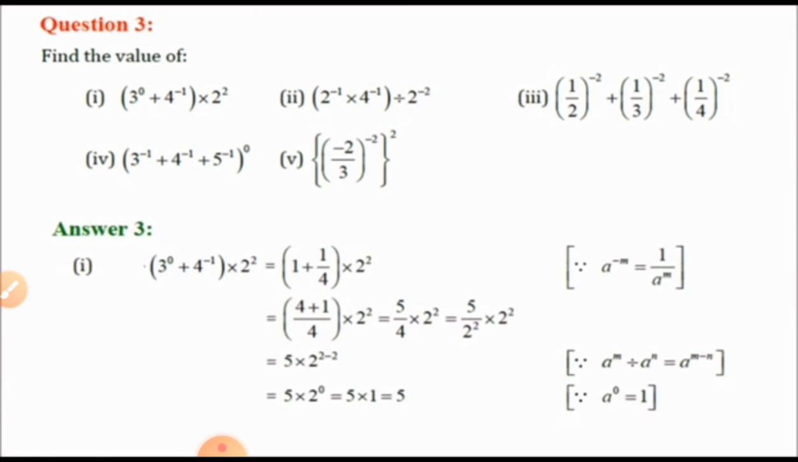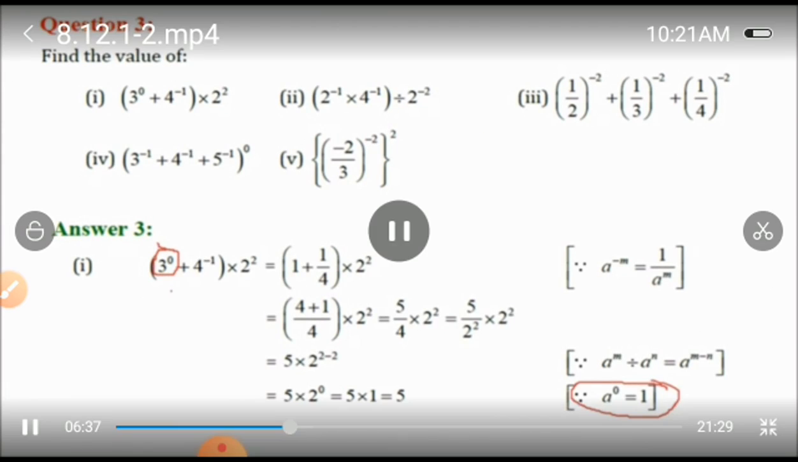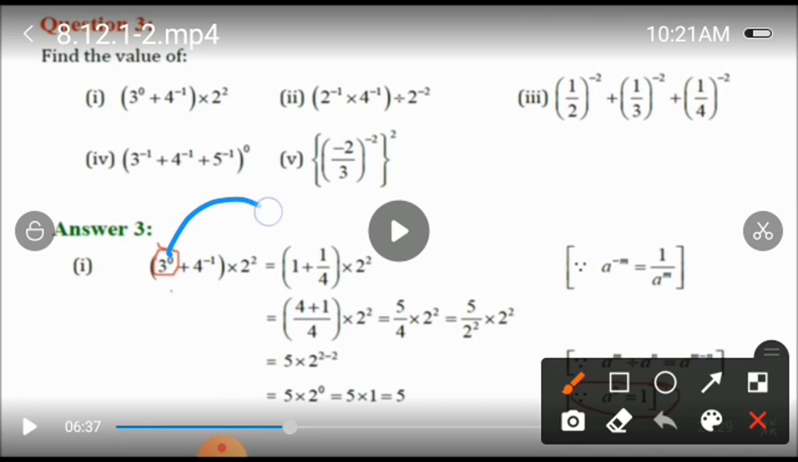Look at question number 3. Find the value of 3 raised to 0 multiplied by 2 raised to minus 2. Let's check. Any number having exponent 0 will become a 1, isn't it? So this number will become a 1. Okay. What about this one? 4 raised to minus 1.